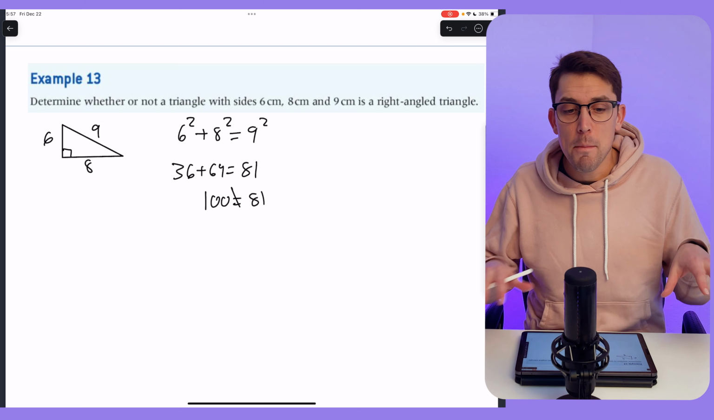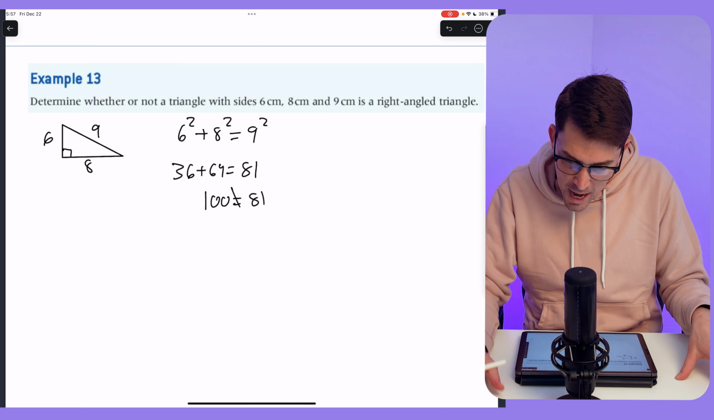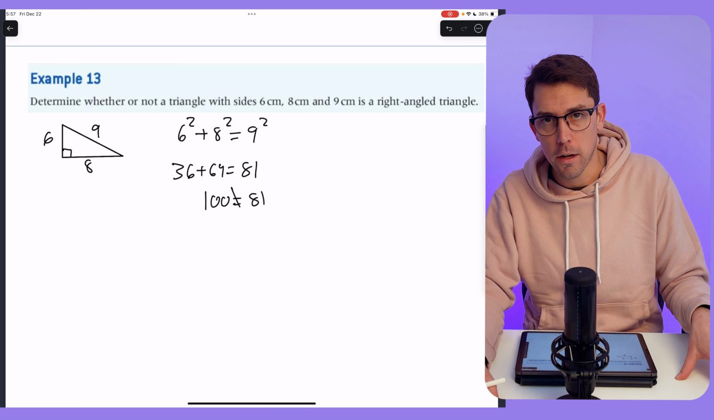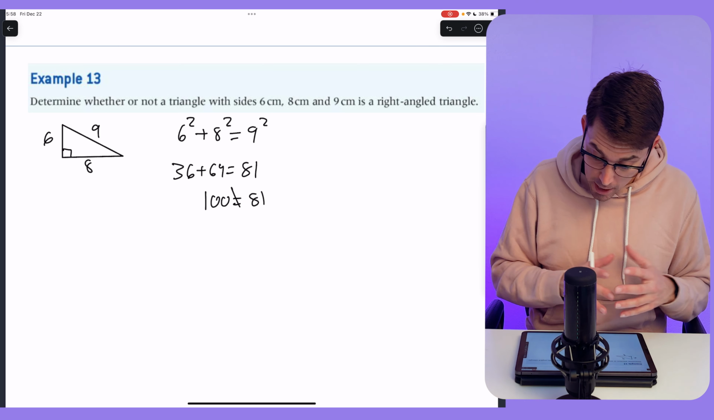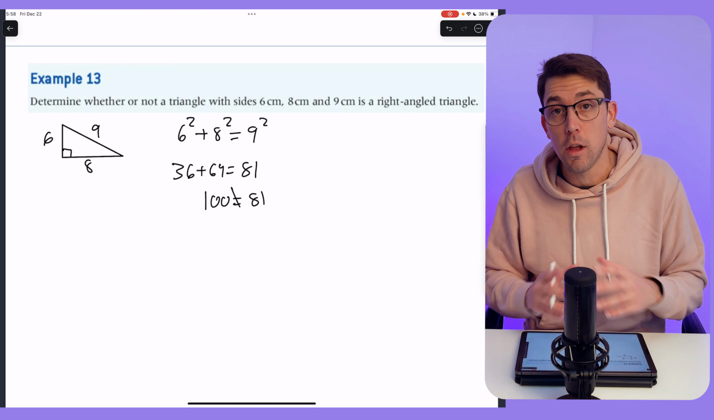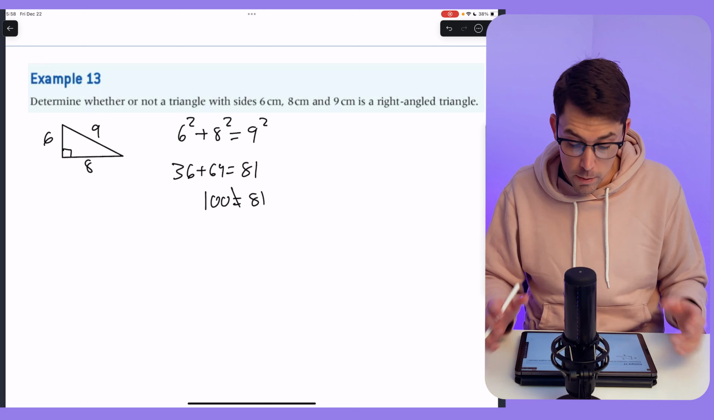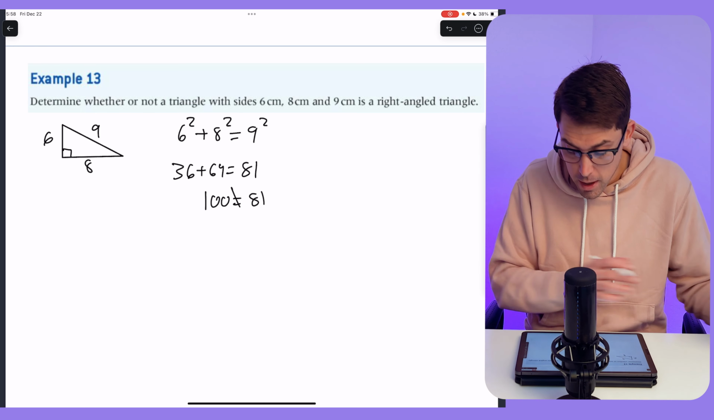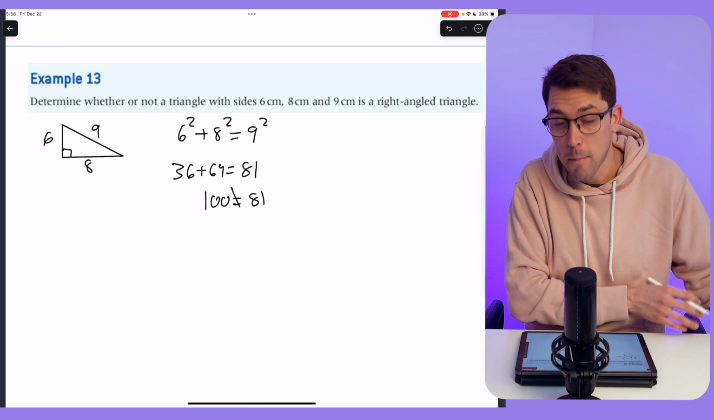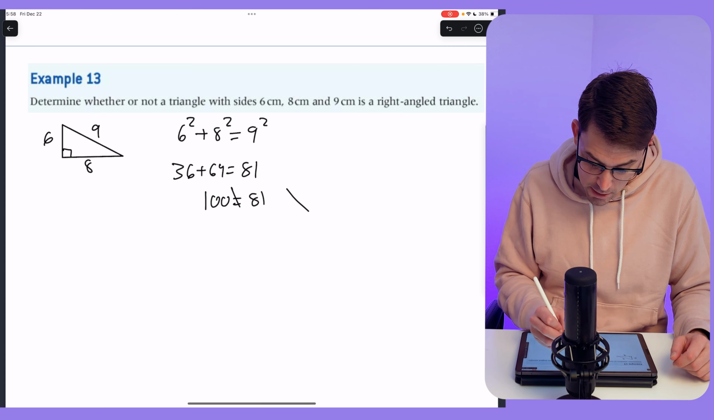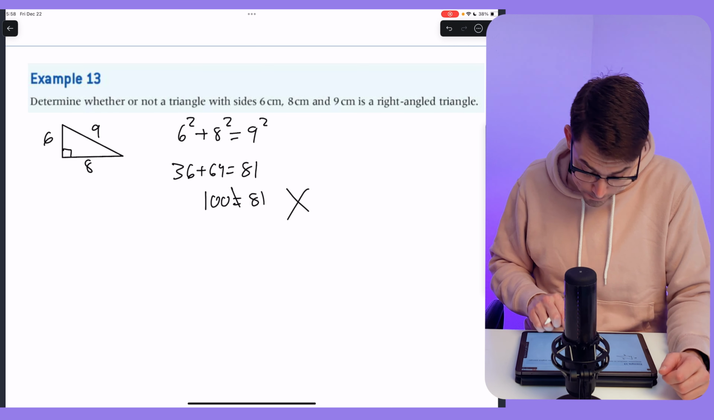So what does that mean? It means that 6, 8, and 9 do not form a right triangle. Those 3 lengths, when used together as lengths of a triangle, will not form a right triangle, because we can use the Pythagorean theorem to prove if 3 sides do or do not make a right angle triangle. In this case, they do not. And that's how you do that.